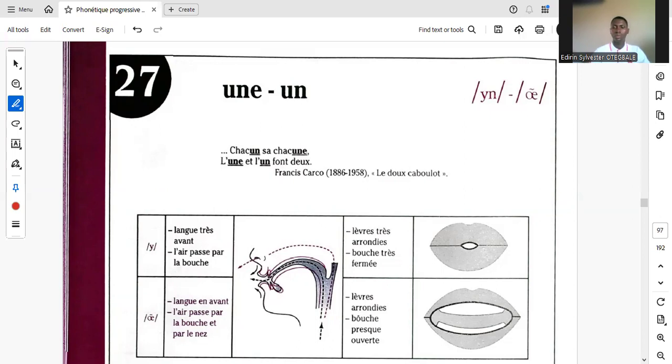Leçon 27. Une, un. Exercice 1. 1. Une fille, un garçon.